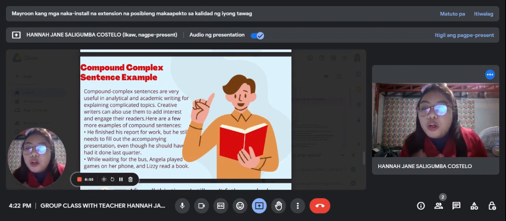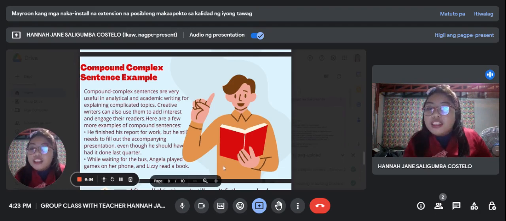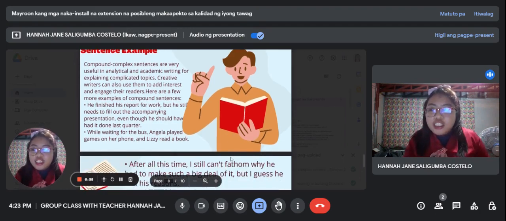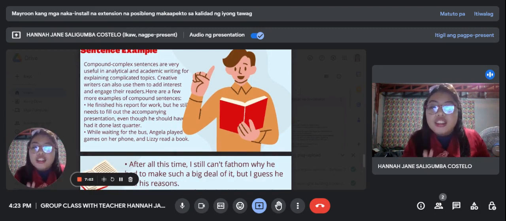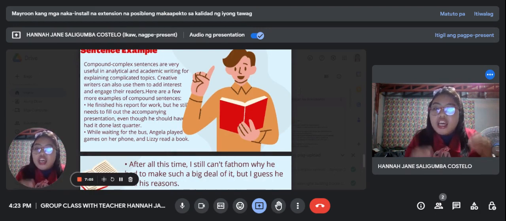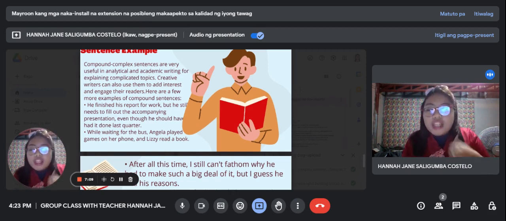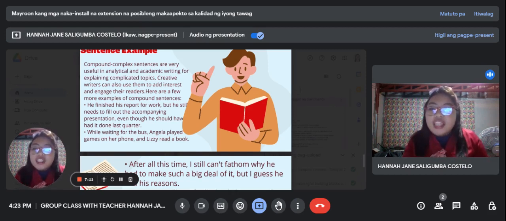Here are a few more examples of compound sentences. He finished his report for work, but he still needs to fill out the accompanying presentation, even though he should have had it done last quarter. While waiting for the bus, Angela played games on her phone and Lizzie read a book.